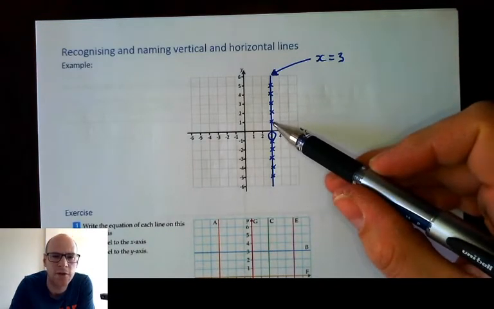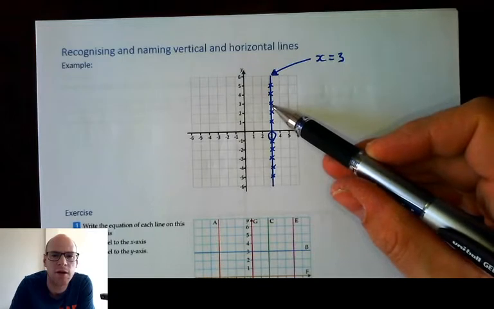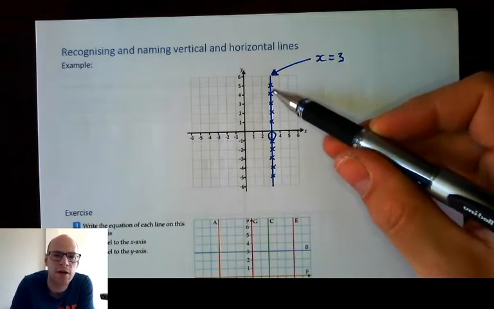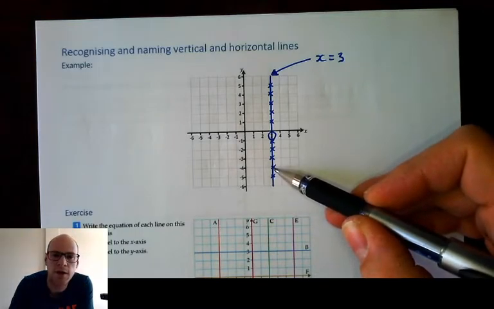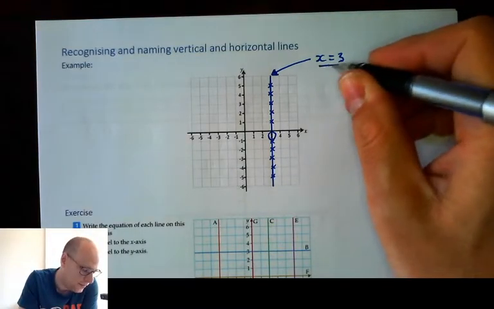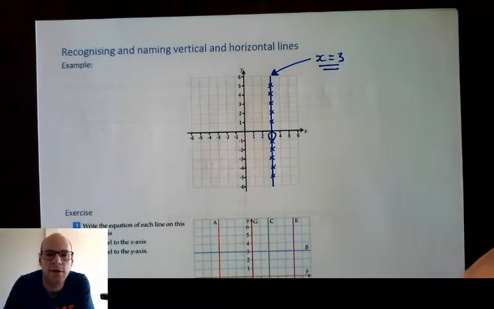Let's have a look at that. So that's (3, 1). That's (3, 3). That's (3, 5). So every single point on that line has an x coordinate of 3. This is (3, minus 4). So that is why it is labelled as x equals 3.